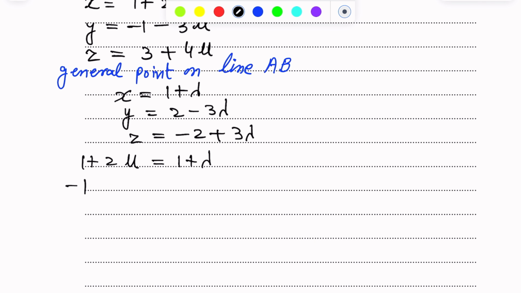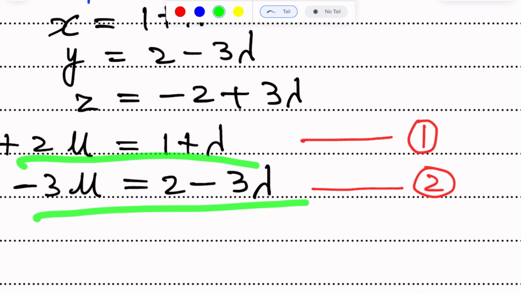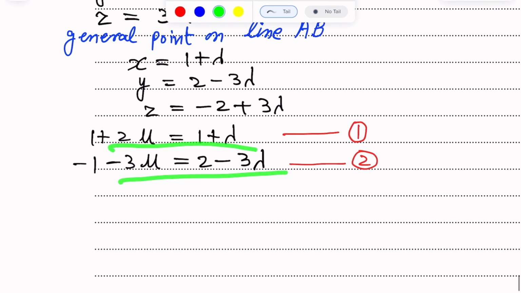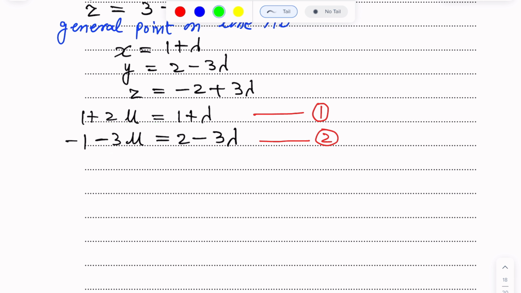Minus 1 minus 3 mu is equal to 2 minus 3 lambda. Let's say these are equations 1 and 2 for reference. Now from these two equations we will find the values of lambda and mu. So we are solving simultaneously. Now we will use the elimination method. We multiply equation number 1 by 3 on both sides.